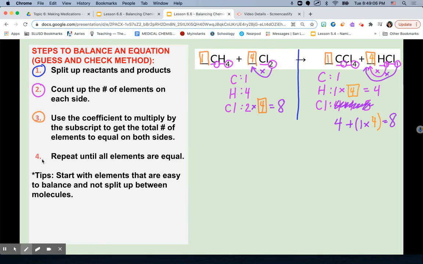So in step 4, it's kind of just doing step 3 over and over again until all of the elements match on both sides. So this is one way of solving it. There's a second way, which I'm going to show you next, and that second way requires slightly less math.